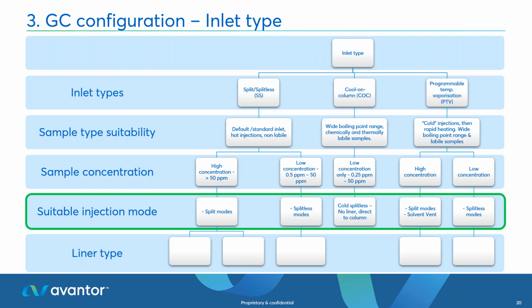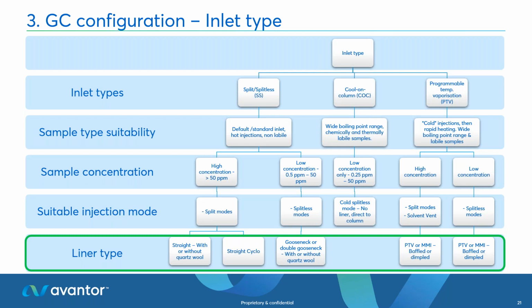Then with PTV, we have split modes, splitless, and a few other types of injection modes available. With the liner type, it's very different for each of the injection modes. With split injections, there's a lot of flow going through the inlet and through the liner, so these tend to be straight liners. You can use them with or without quartz wool. You can have more specialized liners, a straight cyclo liner.